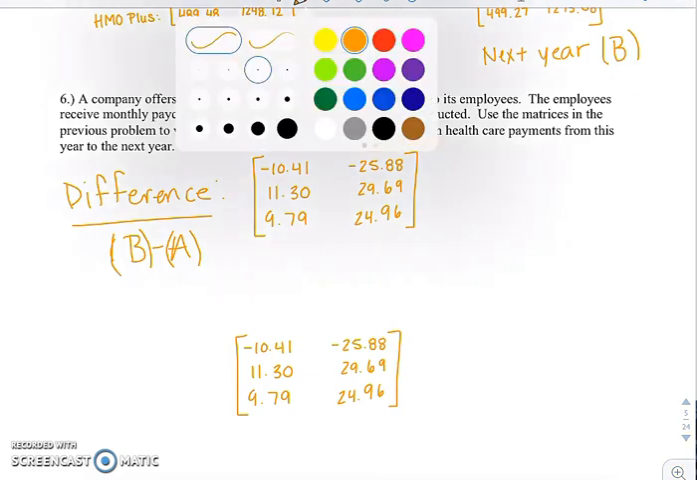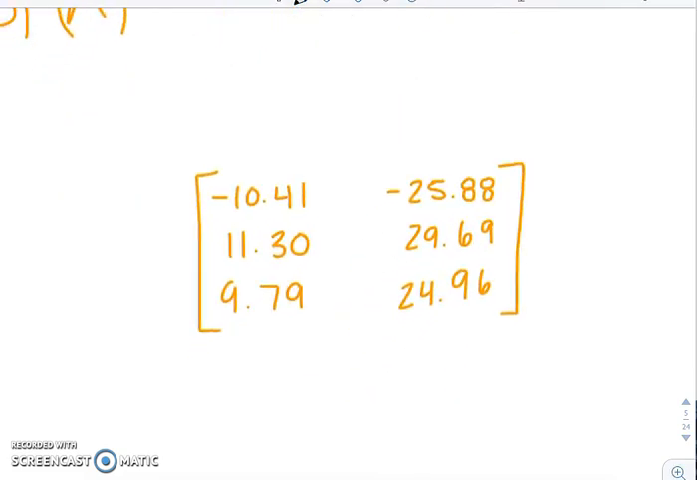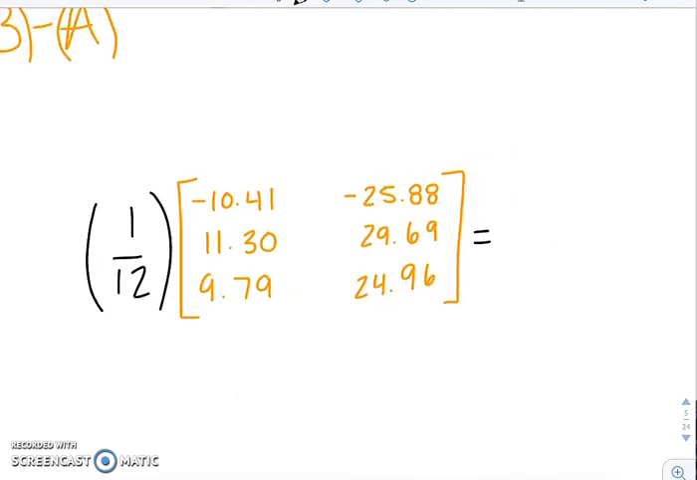We're going to multiply that matrix by 1/12, or divide each of those values by 12, because if it's a $10.41 change or difference from year to year, what is that by each month? So all you do is do 10.41 times 1/12, or divided by 12, and get about 87 cents. And then 11.30 divided by 12, 94 cents. And then 82 cents.